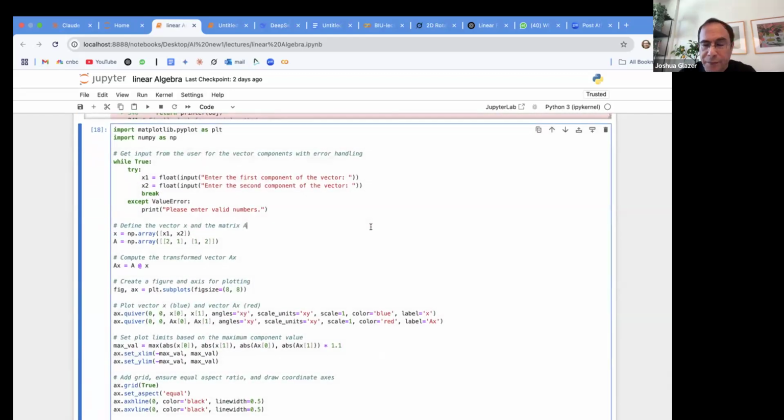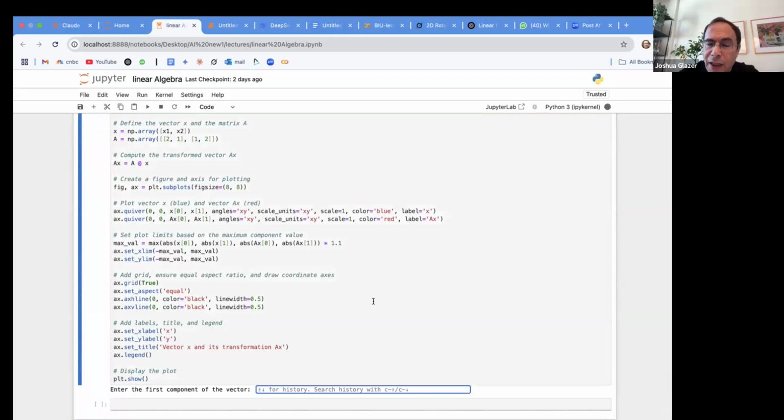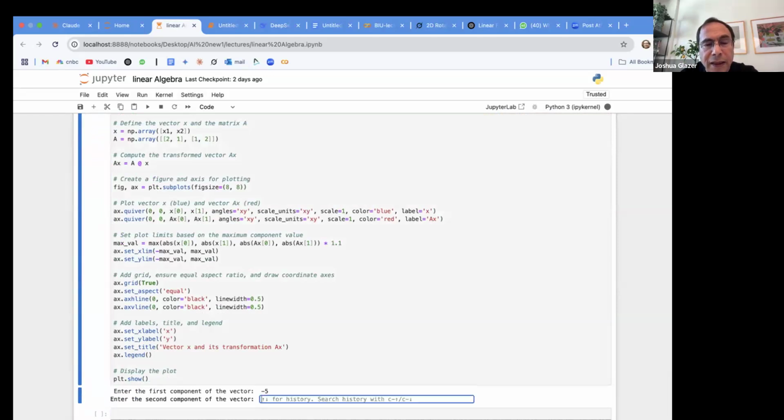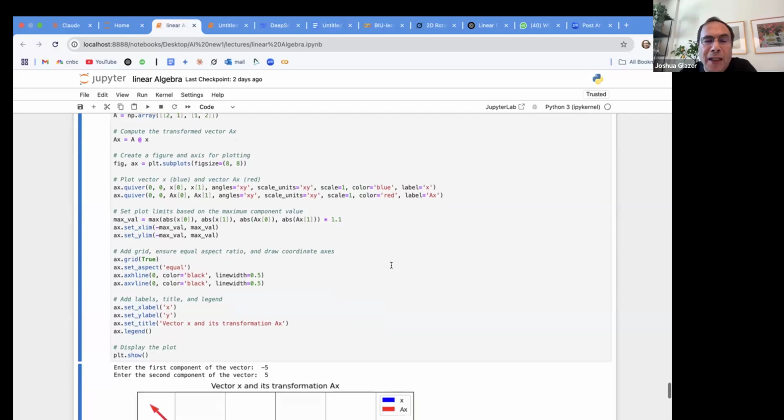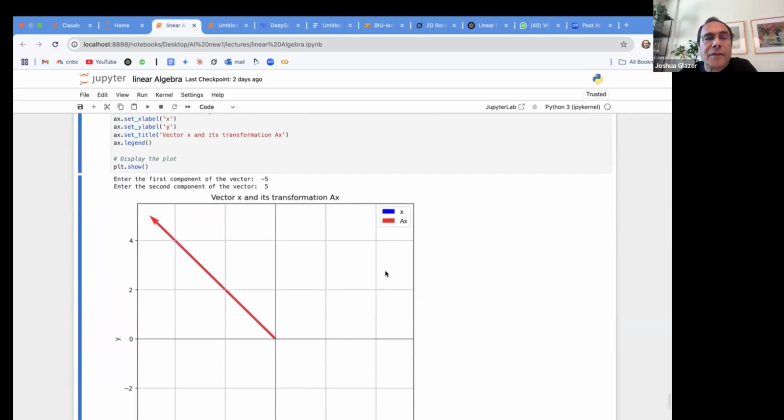Let's try another one. Let's try -5 and 5. What do you think will happen? I am reminding you, remember -1 and 1 was an eigenvector. So here, the same thing happened. It didn't change at all. -5 and 5 is like 5 times -1 and 1. So we shouldn't be surprised.